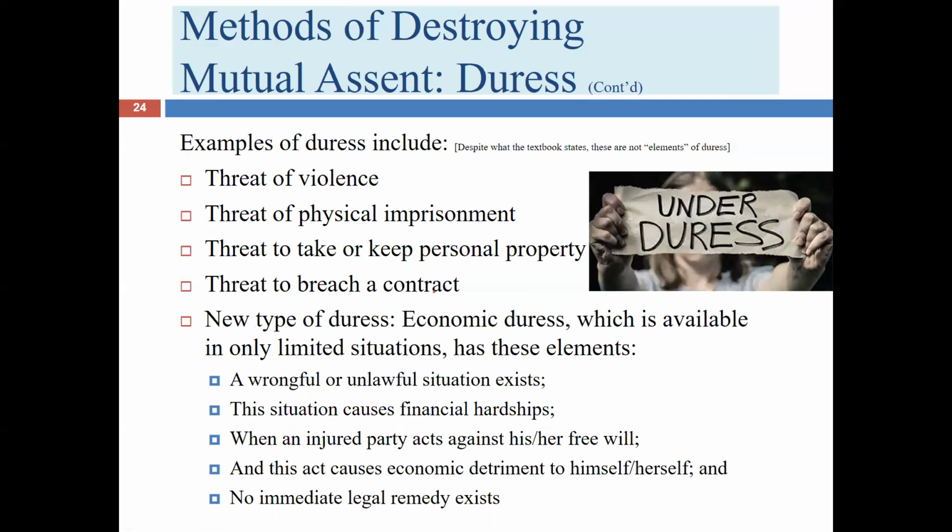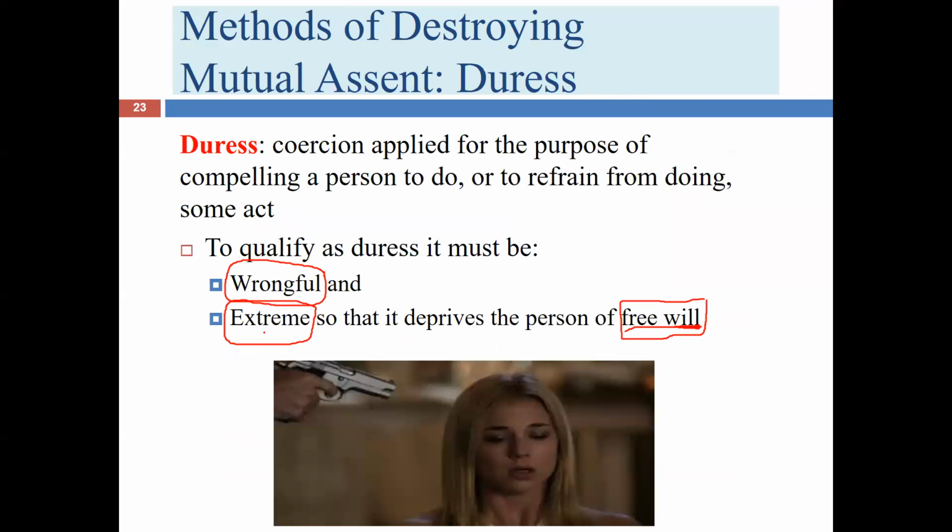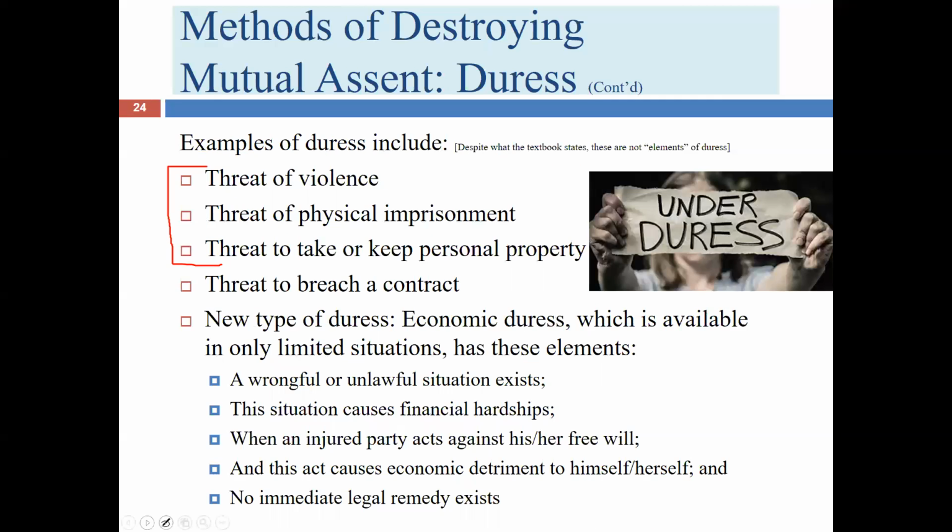Or a threat to breach a contract. Now, these first three things are crimes. It's a crime to threaten violence or to threaten physical imprisonment or to take away personal property. It's not usually a crime to threaten to breach a contract. So when we say something is wrongful, we're not necessarily saying it's criminal, although many times it will be criminal. It just has to be perhaps civilly wrongful, such as breaching a contract.